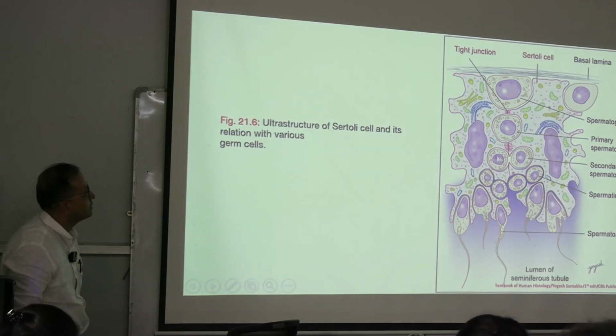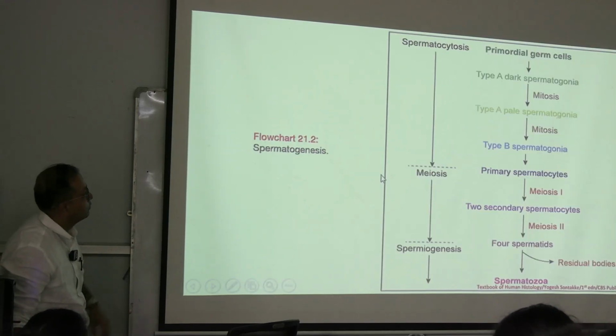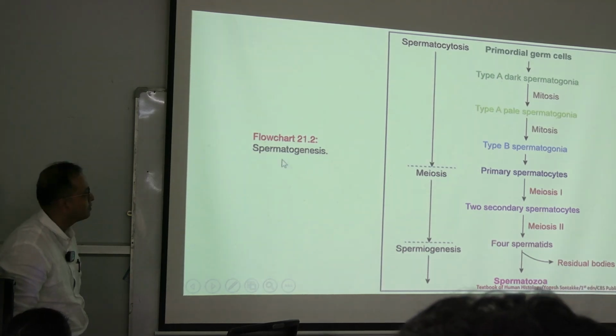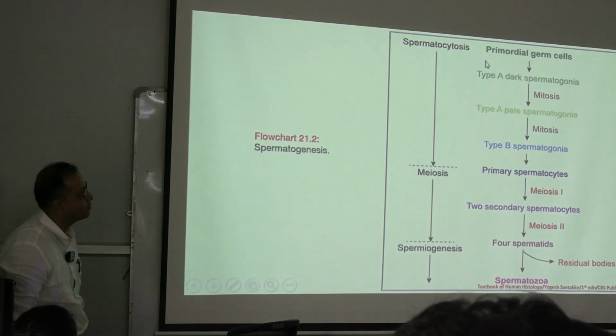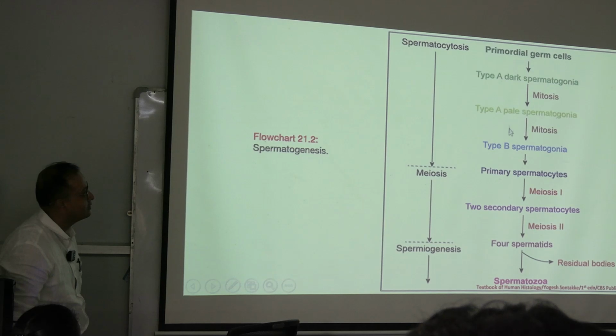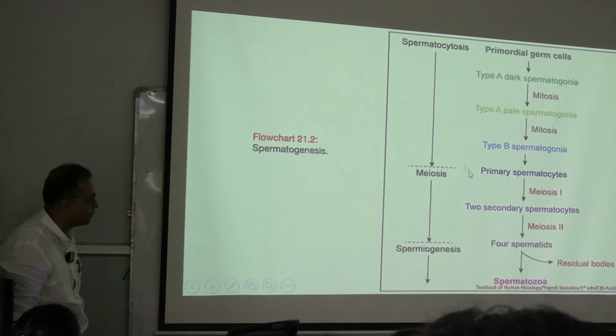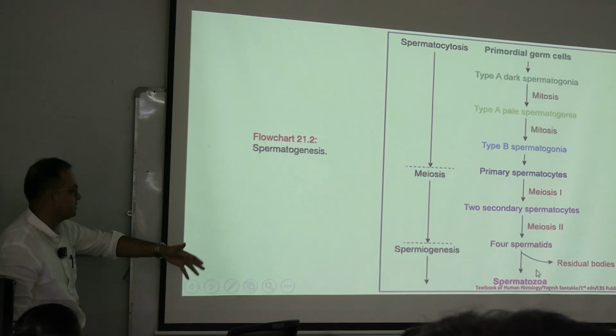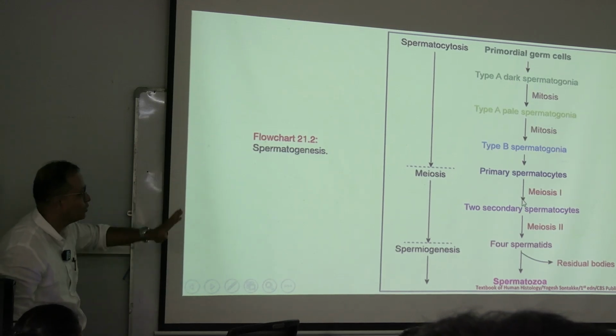So this is how these particular things are placed. Now this is the flow chart of the things that we should be knowing about how spermatogenesis is going. Coming from the primordial germ cell, going to spermatogonia type A dark, then it becomes pale, then it becomes type B spermatogonia, then we have meiosis continuing into primary spermatocytes, and it stops at this particular phase, meiosis 1. Then it moves to the secondary spermatocyte, spermatids and spermatozoa finally. This is the whole chart of things.